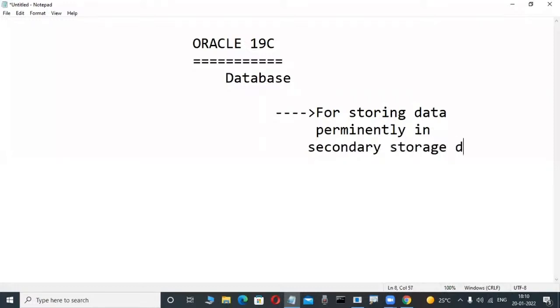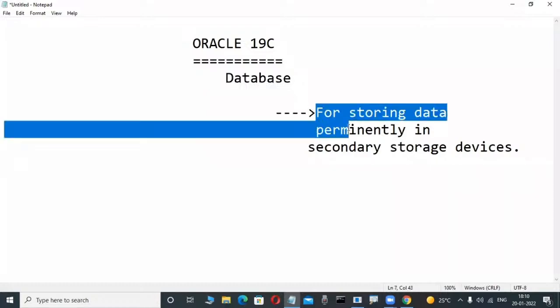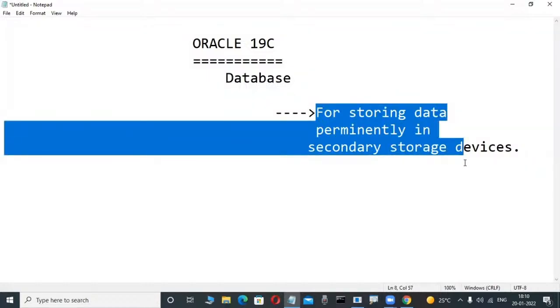Permanent. Suppose today we are storing data; after 5 years, 10 years, 20 years, 100 years, your data is still available. You are using it. That's why Oracle is a product from Oracle Corporation. Some version number is there. This is a database product, one of the popular databases. But what is the purpose? For storing data permanently in secondary storage devices.